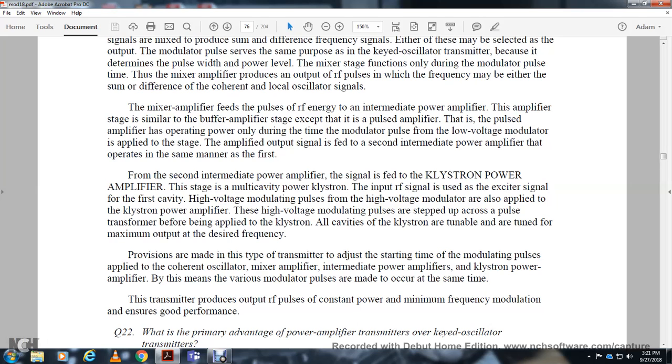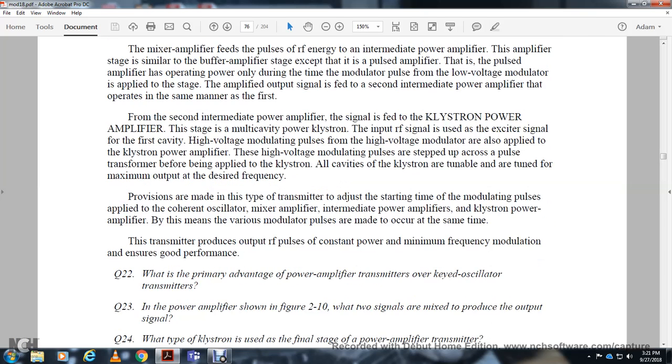Provisions are made in this type of transmitter for starting the modulating pulse applied to the coherent oscillator, mixing amplifier, intermediate power amplifiers, and klystron power amplifier. This means the various modulators are timed so that at the same time the transmitter produces the output radio frequency with constant power, and the frequency modulation ensures good performance.